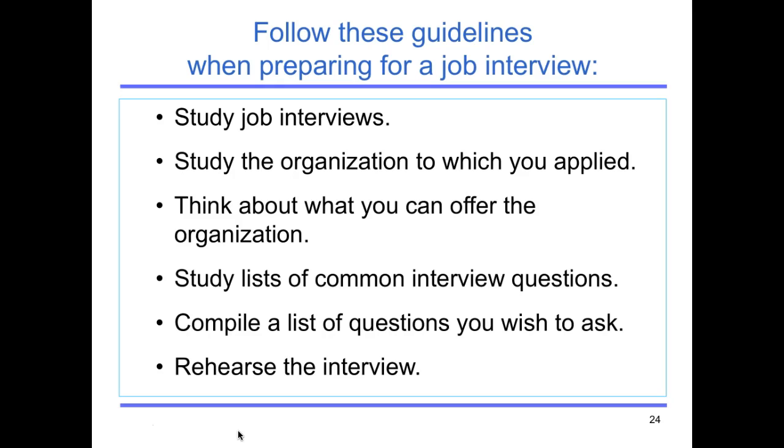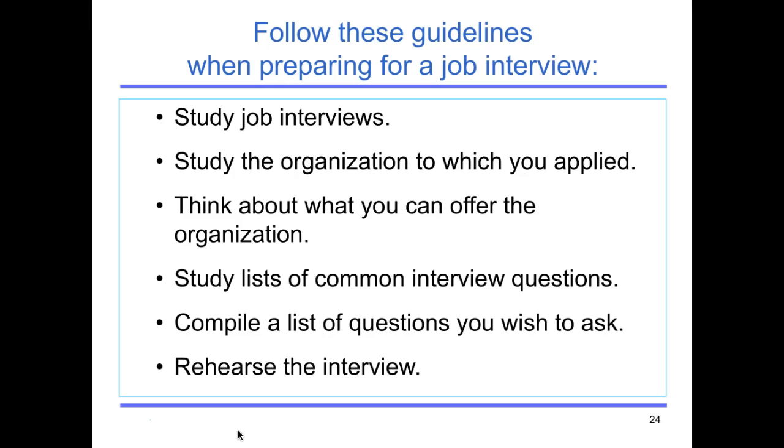Again, look at lists of common interview questions. Think about what you can offer the organization. This is so important when you go to an interview, because so often we approach an interview with the perspective of we really need this job or we really want this job, and that's important, but also you need to be interviewing the interviewer. You need to make sure that this is a place where you're going to fit and feel comfortable. So make sure that you have questions to ask your interviewer that are going to help you get the feel of the place, to make sure that you're going to fit in and be comfortable there.